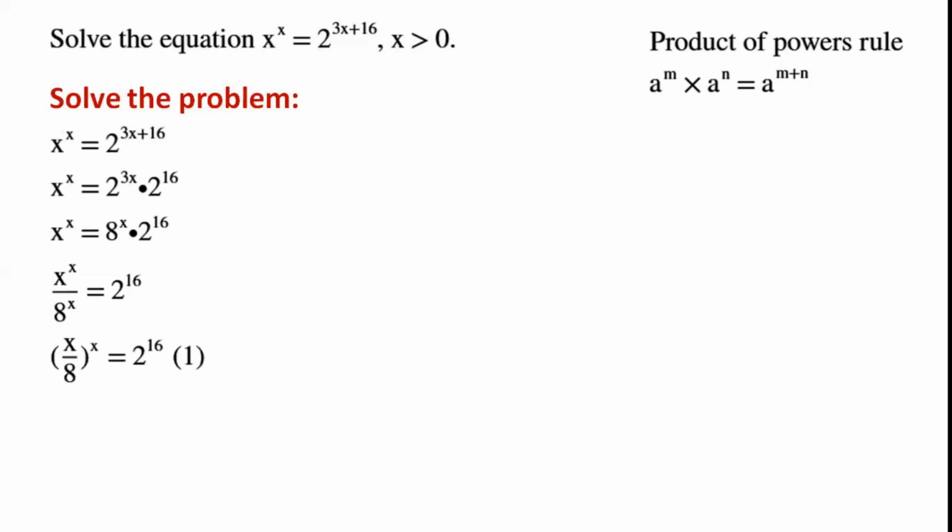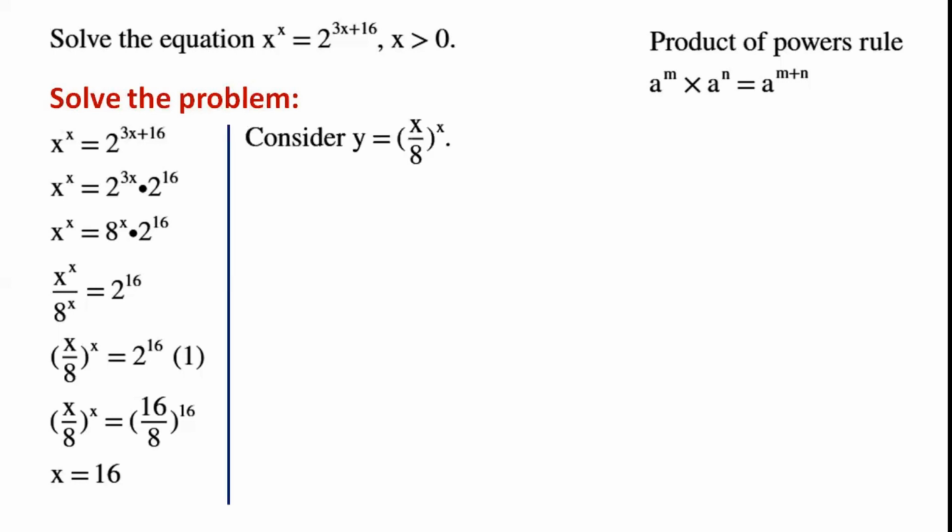x to the power of x over 8 to the power of x can be written as (x over 8) all to the power of x. 2 can be written as 16 over 8. We can see that x must be 16. Is this the only solution, or are there other solutions?